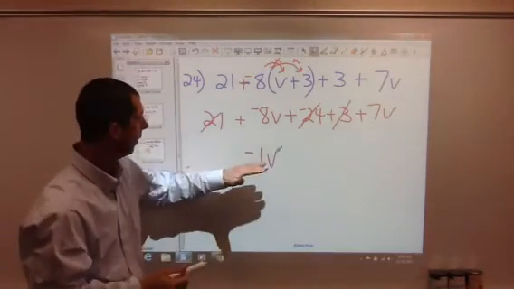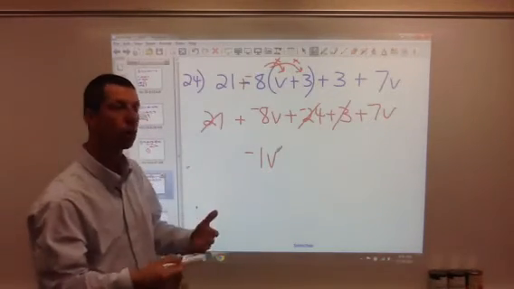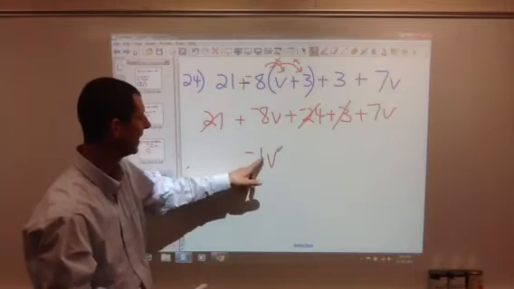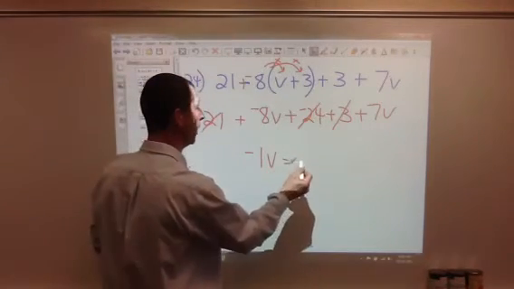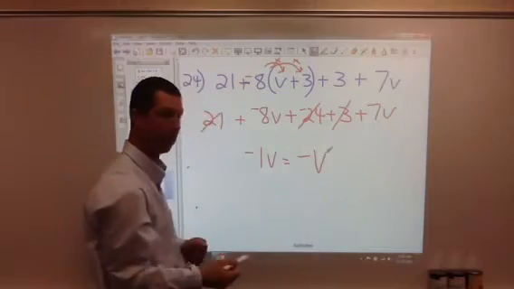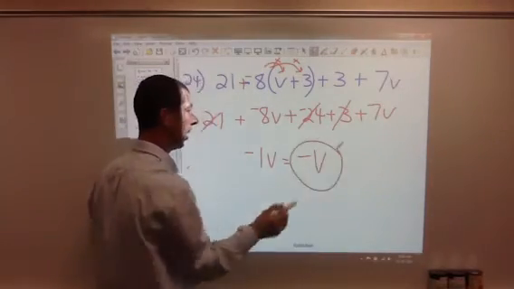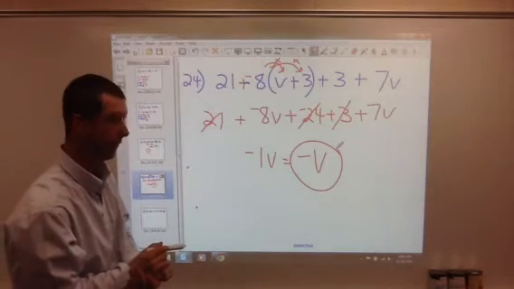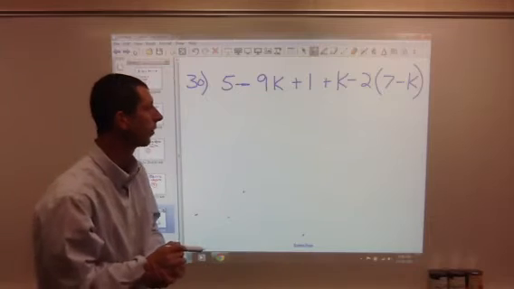Now that's it. However, we want to express this answer in an even more simplified form. We don't need that 1 here. Negative 1v is equal to negative v. The 1 has no value, so this is the best answer for that one, negative v. Let's take a look now at number 30.